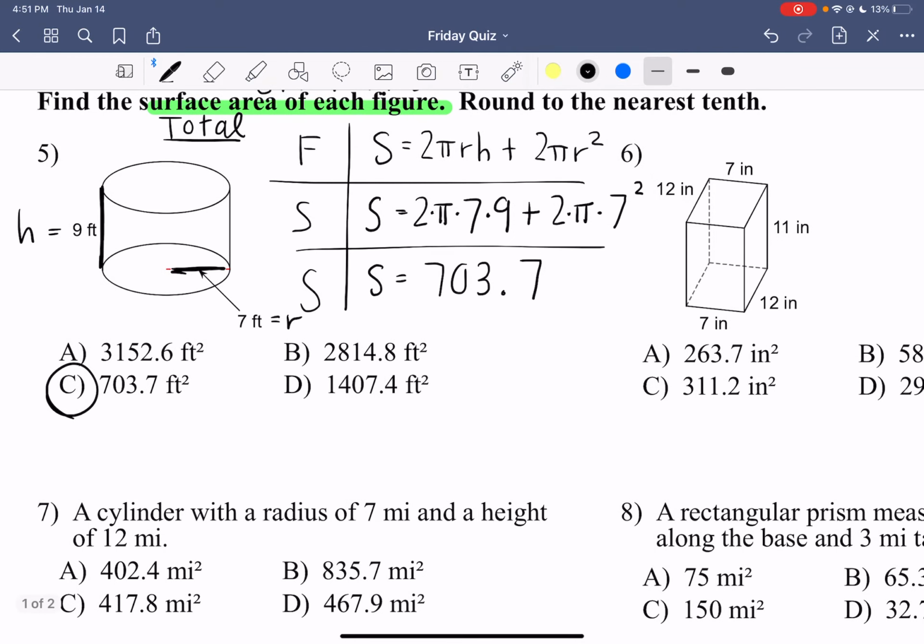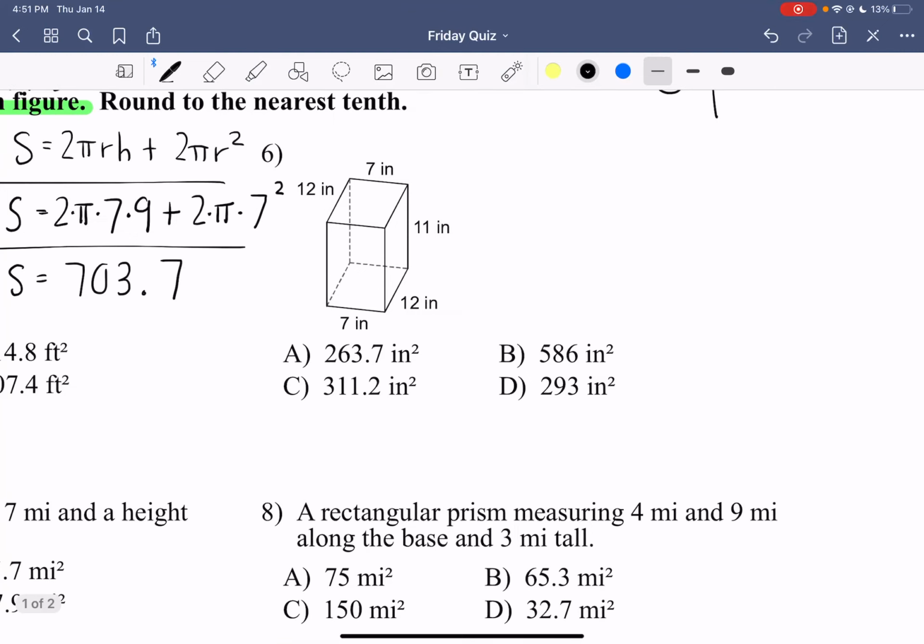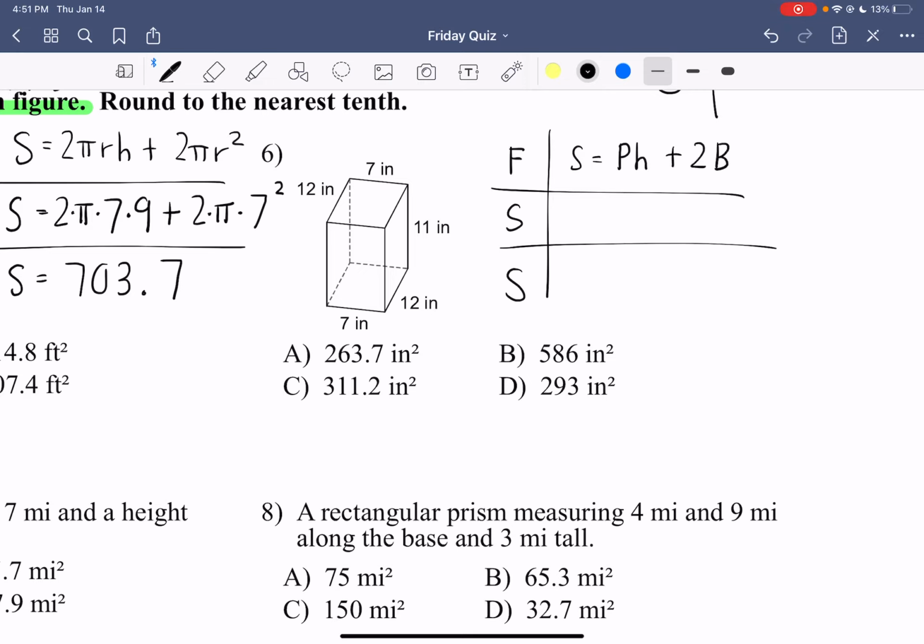Okay, number 6. So on this one, we're finding the total surface area. So formula, substitute, solve. We have the surface area equals, so now we're looking at a prism, so we have a different formula. We have capital P times H plus 2 times capital B. So remembering that P stands for the perimeter of the base, H the height of the prism, plus 2 times the area of the base.